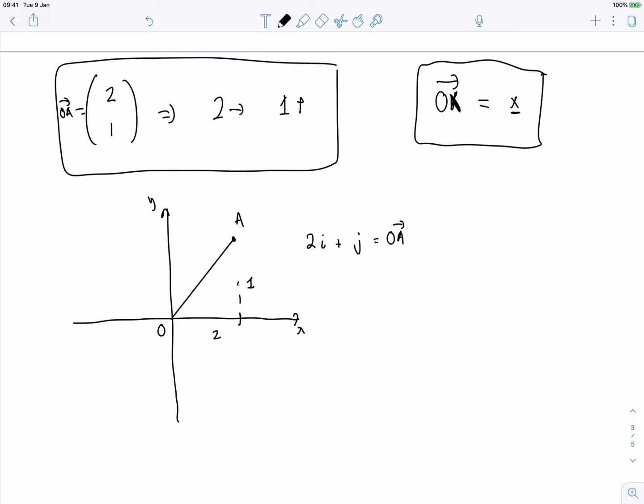Now, what are these i's and j's? i is the unit vector in the x direction. Each of these things is worth 1 lot of i. This is not to be confused with i being the square root of -1. i just means a single unit vector in the x direction. And j is a unit vector in the y direction.